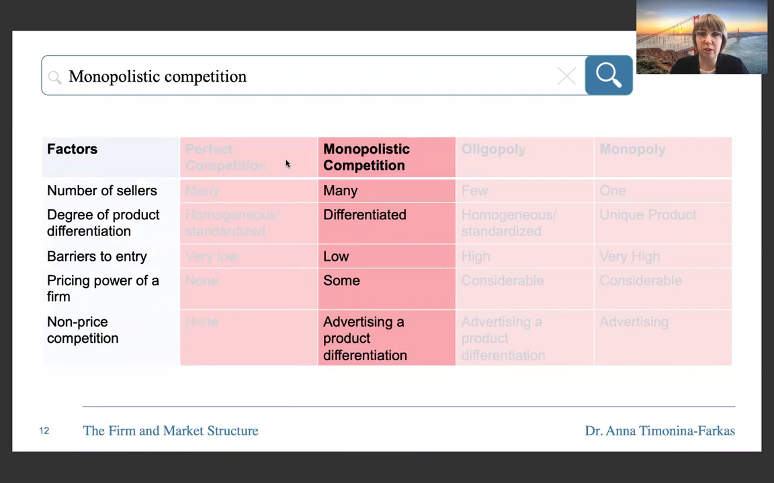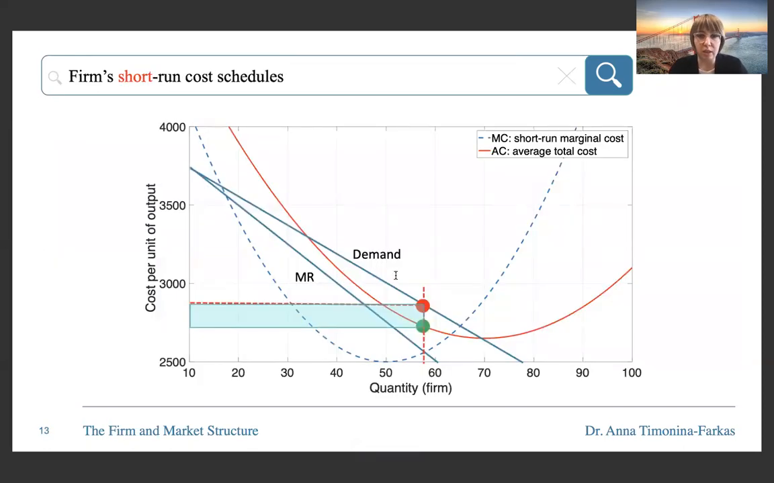Now let us go to monopolistic competition, and I remind you that the main difference between monopolistic competition and perfect competition is that products are differentiated and there is some pricing power of the firm. So we will not observe a horizontal demand curve for individual companies in monopolistic competition, but it will be downward sloping. Indeed, we can see on this figure the same marginal cost curve and average cost curve shown in a blue dashed line and in a red line.